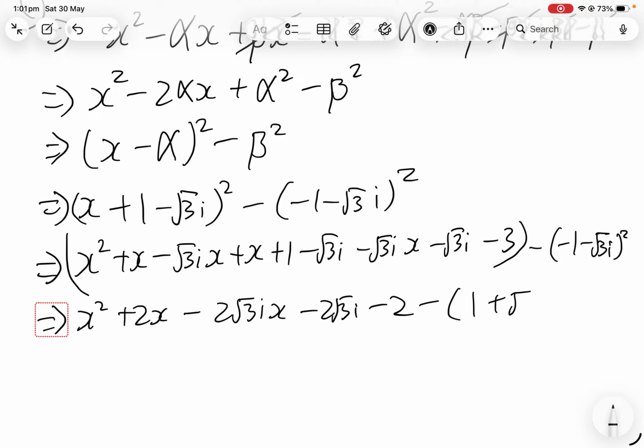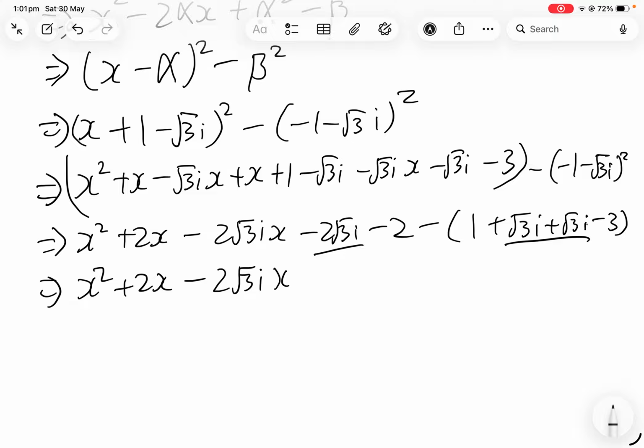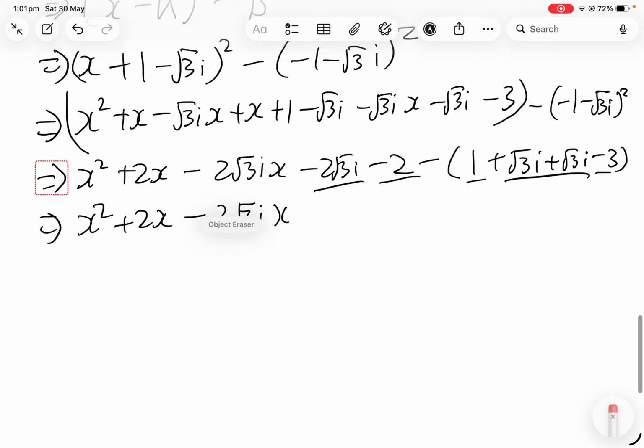That's plus √3i plus √3i, minus 3. That should equal x squared plus 2x, minus 2√3ix. And that's plus 2. These two cancel out. And that'll be minus 2, so plus 2. And these two will cancel out. Yep, so we end up with this as our quadratic polynomial. And that's it, I would say that's it.